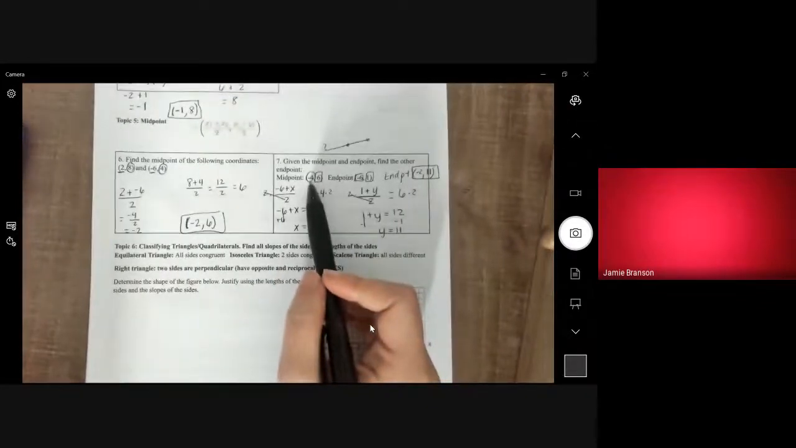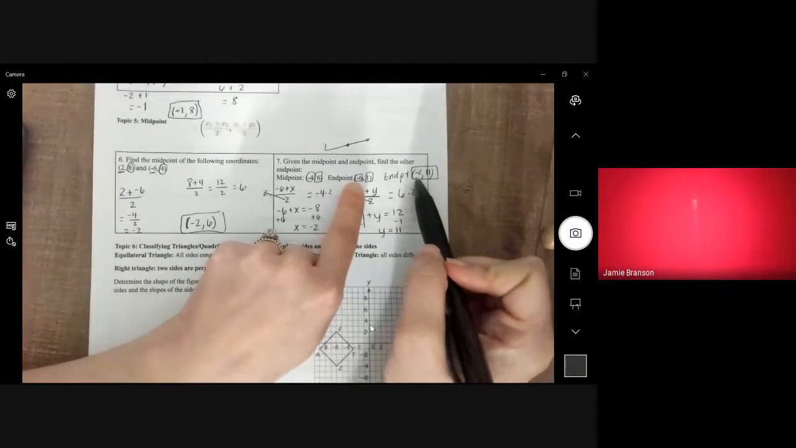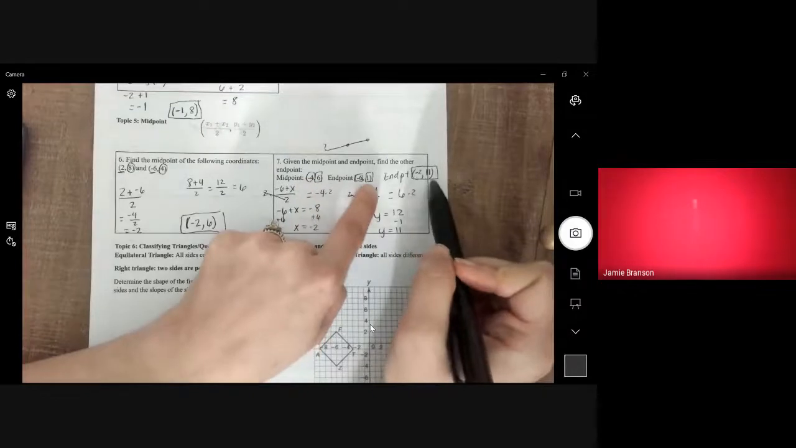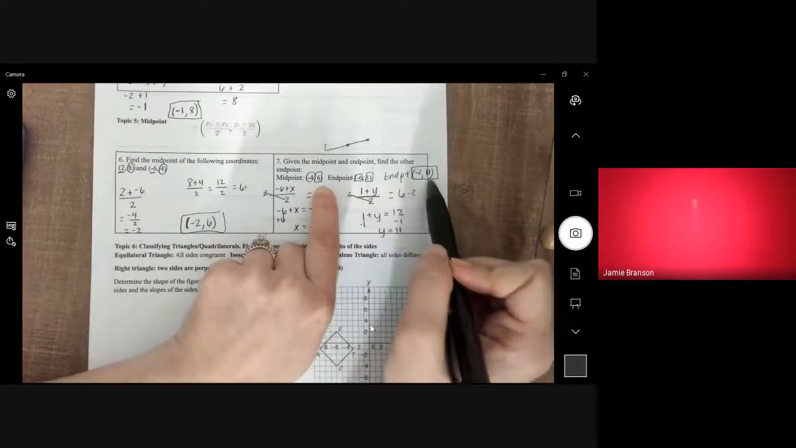Okay, and if you think about it, the midpoint should be in the middle of those values. So compare your two endpoints. So -2 and -6. The middle of that is -4. Okay. With 1 and 11, the middle of that is going to be 6 because that's 5 away from 1 and that's also 5 away from 11.